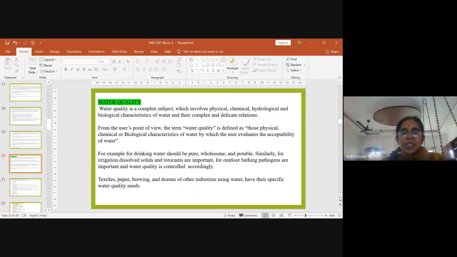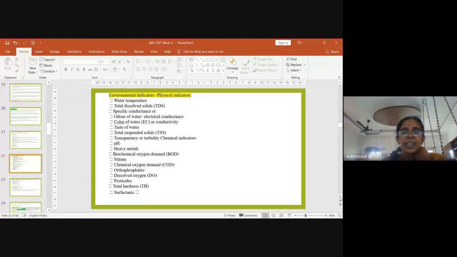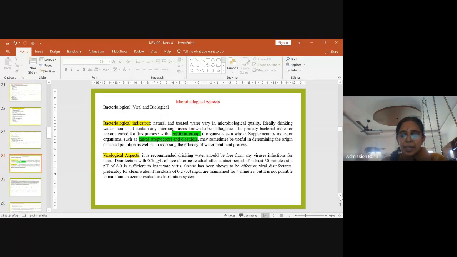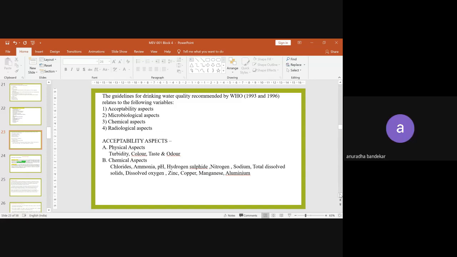So in the second unit, the water quality assessment and monitoring, we have discussed the quality of water, drinking water indicators, environmental indicators, and then you have the guidelines for the drinking water quality recommended by WHO.